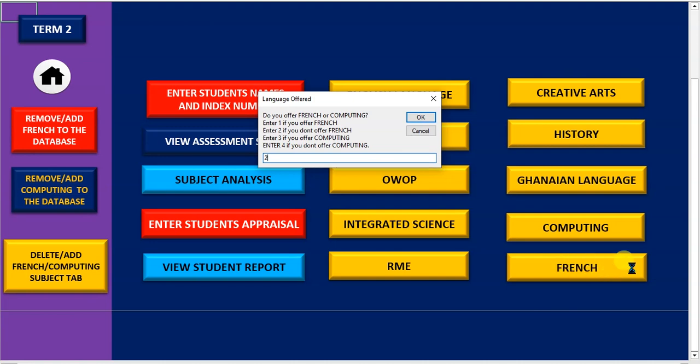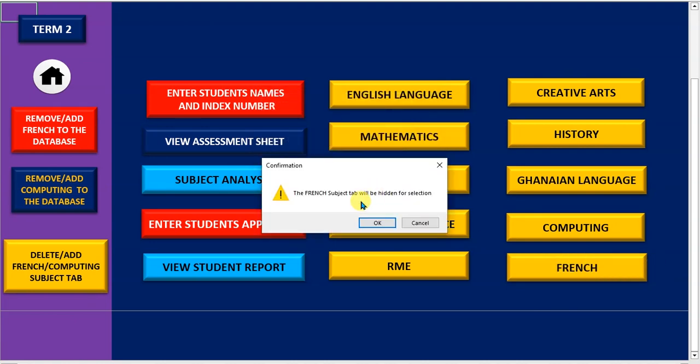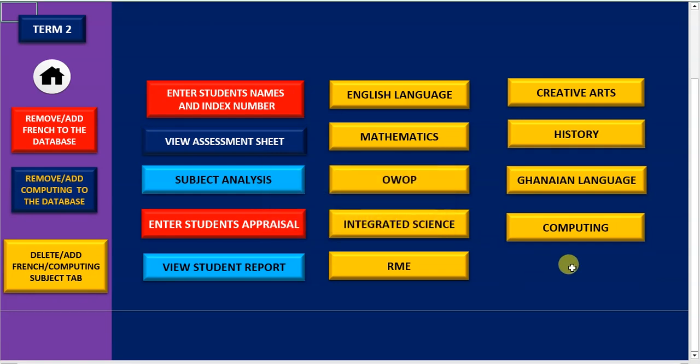This is the French tab. Let's take note of it. The moment we enter 2, the French subject tab will be hidden for selection. Okay, so you can see the French tab is no more. The French tab will take you to the French sheet. So since you don't have the French tab, there's no way you can go to the French sheet on the database, because the database is locked and protected. Not everything is for the user to see. So that's the French tab.